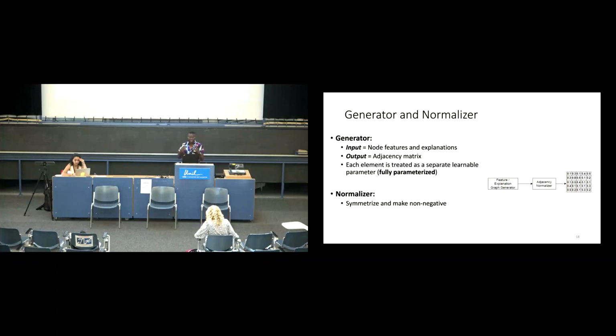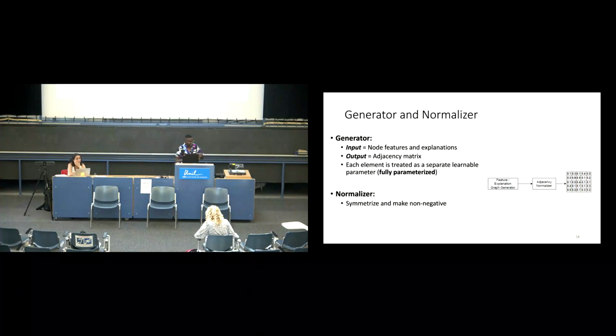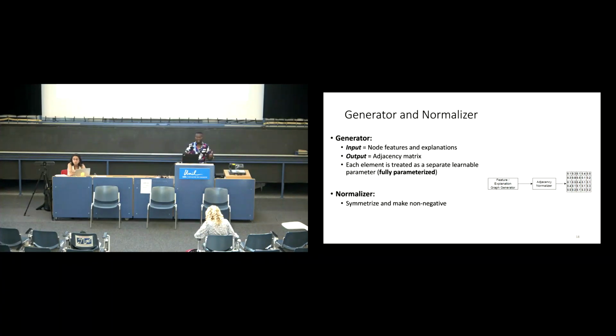The generator just generates the adjacency matrix, which is the graph you're trying to construct. We use a fully parameterized adjacency matrix, meaning as the training progresses, it learns the weights, and then hopefully gives us the adjacency matrix we are trying to reconstruct. Of course, the normalizer is to make sure that the adjacency matrix is not negative and also symmetric. And for the self-supervision, we use a denoising autoencoder.